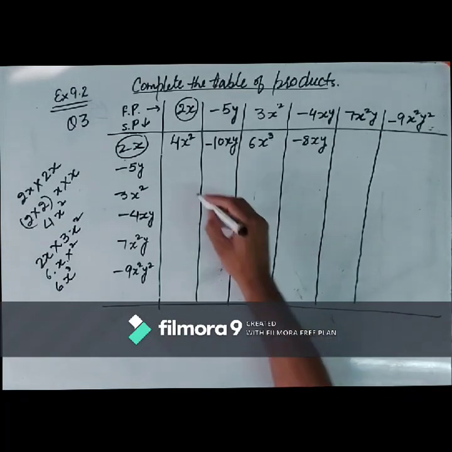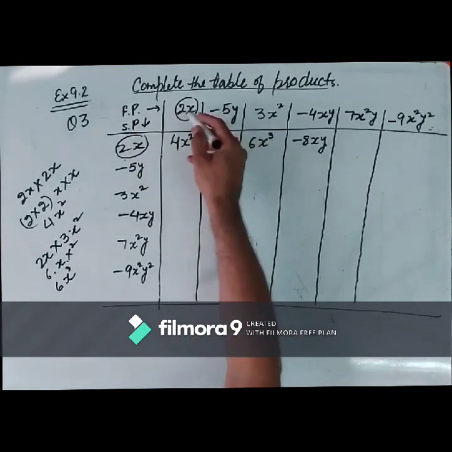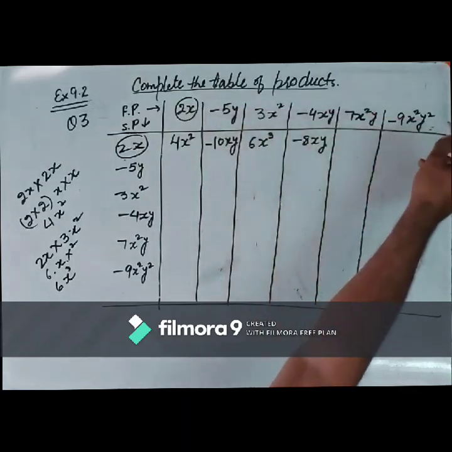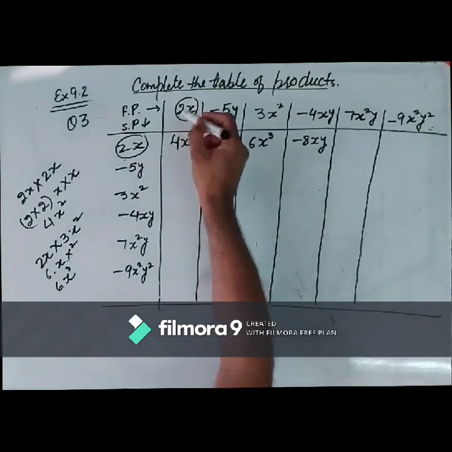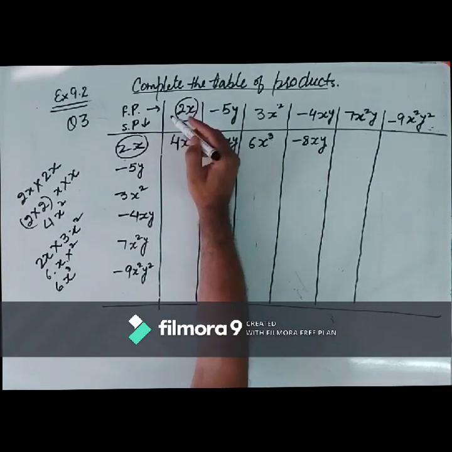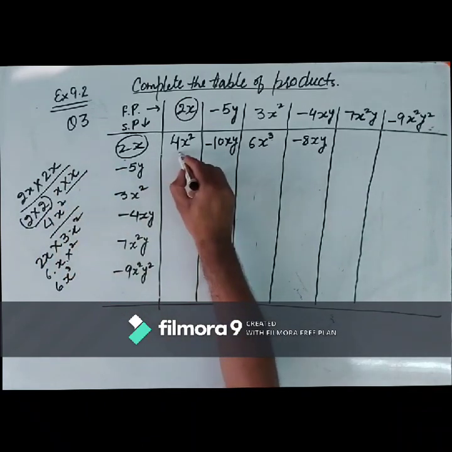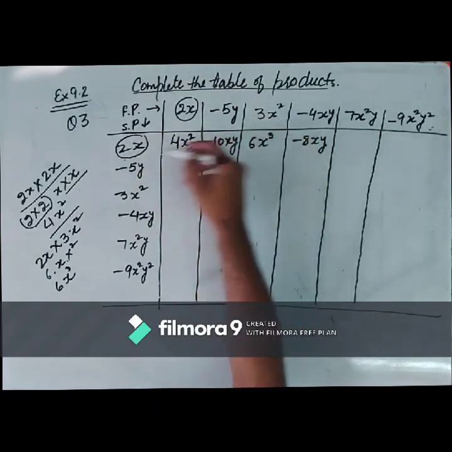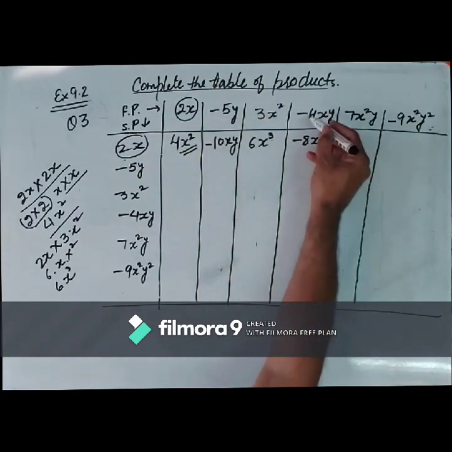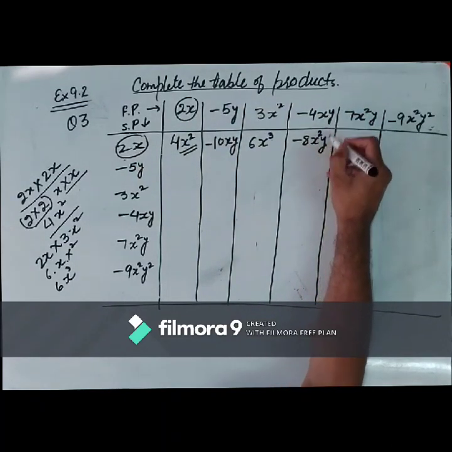Question number 3 says complete the table of products. The first polynomials are written in the columns and the second are written in the rows. So all we have to do is 2x into 2x. So 2x into 2x is 2 into 2 and x into x, that is 4x square. Minus 5 into 2 is minus 10, x into y is xy. 3 into 2 is 6, x into x square is x cube. Minus 4 into 2 is minus 8, x into x is x square here and y.